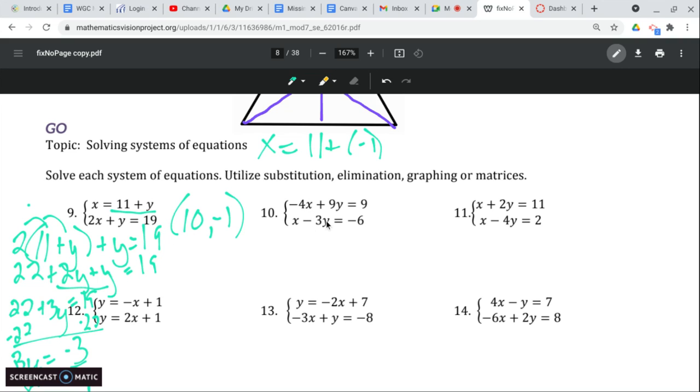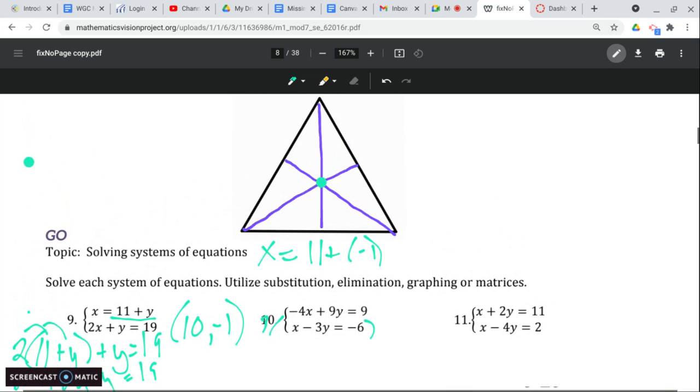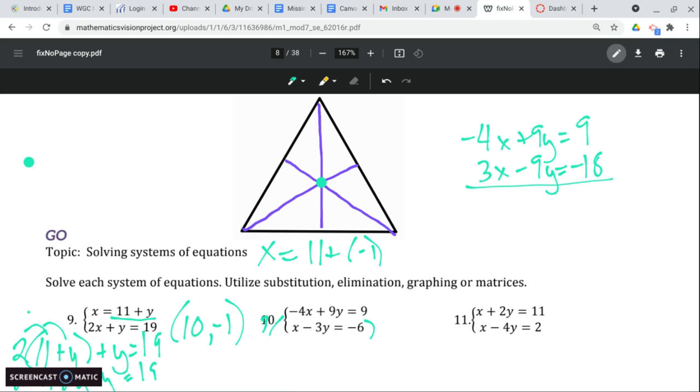So this one here we can't use substitution for, but we can use elimination. I'm going to multiply this bottom equation all by 3. That way my y's have the same coefficient. So multiply by 3. I'm going to write it up here just so I have plenty of space. So we have negative 4x plus 9y equals 9. This will be a 3x minus 9y equals negative 18. So I just multiplied every single one of these by 3.